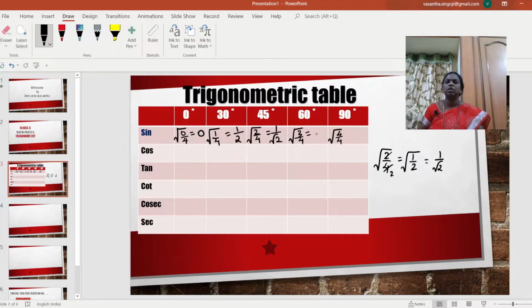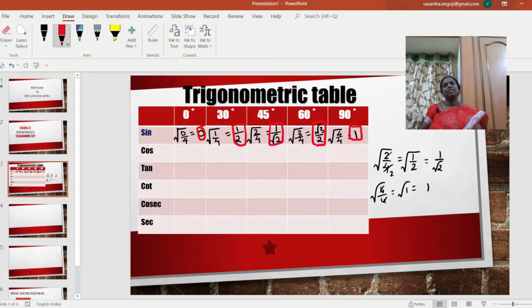Now next let us move to root 3 by root 4, which is nothing but root 3 by 2. And further, 4 by 4. You know that 4 by 4 can be cancelled and it is nothing but 1. So root 1 is nothing but simply 1. So the final value here is 1. Now we can easily understand that these are the values which are fixed for sine. I am just highlighting this 0, this is my 1 by 2, and here we have 1 by root 2, and here we have root 3 by 2, and here we have 1.